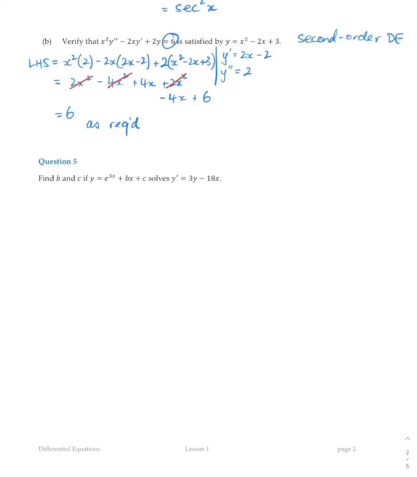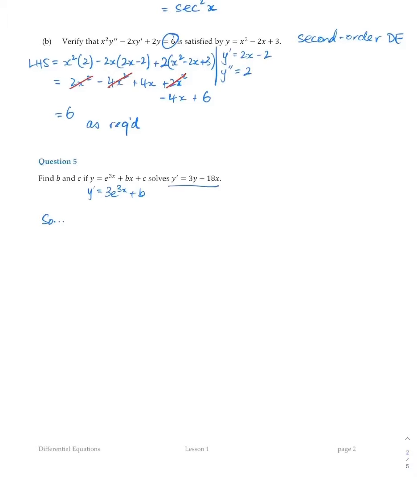Okay, question 5 we didn't get to last time. You could try this yourself, but it does have a little bit of a trick to it that you may or may not be familiar with. Find b and c if this function solves y dash equals 3y minus 18x. So we need a y dash, so let's find that. y dash equals 3e to the 3x plus b. That's it.